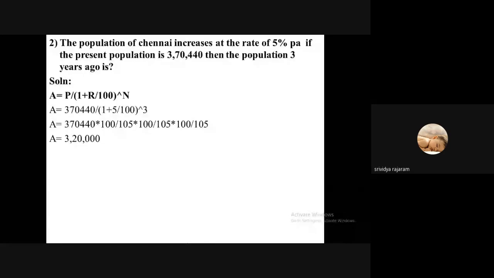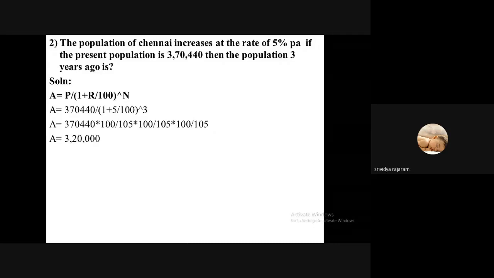So the next sum is, the population of Chennai increases at the rate of 5% per annum. If the present population is 3,70,440, then the population 3 years ago. So in this you have to note the rate is given in terms of increasing. So we are going to plus the rate. And they are asking us to find 3 years ago.